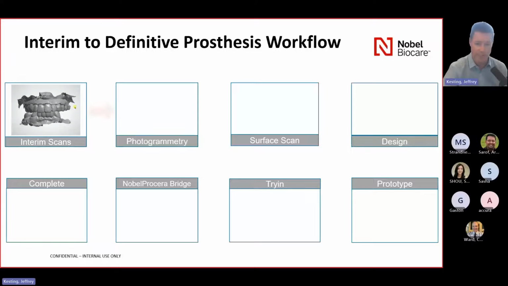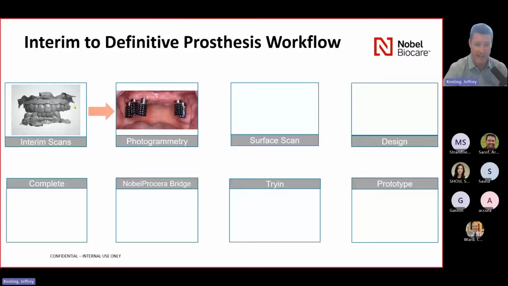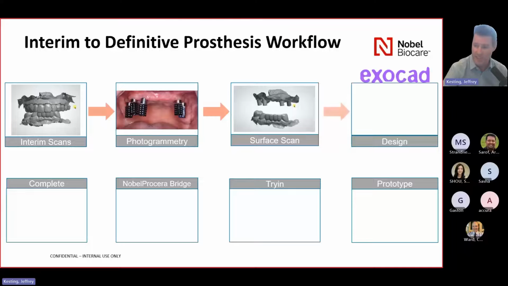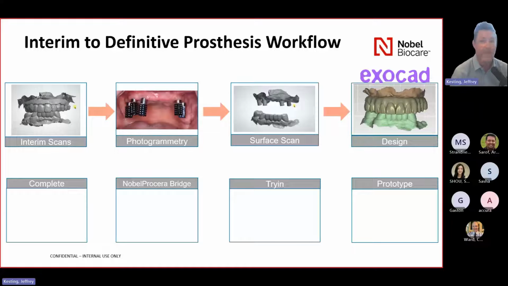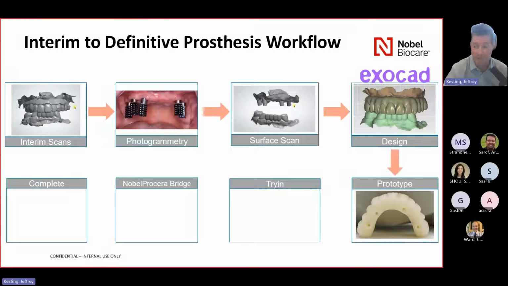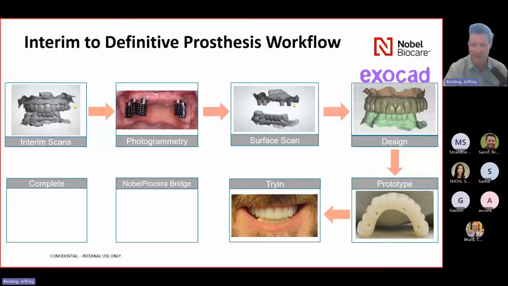So we have interim scans that can be with our intraoral scanner. We scan what we call the dominoes, which locate the implants in our photogrammetry system. We can go for a surface scan with our intraoral scanning. That's when exocad comes into play. Now that we have that data, we've captured the implant positions in a very accurate way. We've scanned our data. Now we can design a bridge in exocad, as you can see here. Now, this will be designed either as a prototype or a try-in. You can see here, this will be a prototype, and this will be 3D printed in this example here, where we can go for a try-in to make sure everything is perfect.